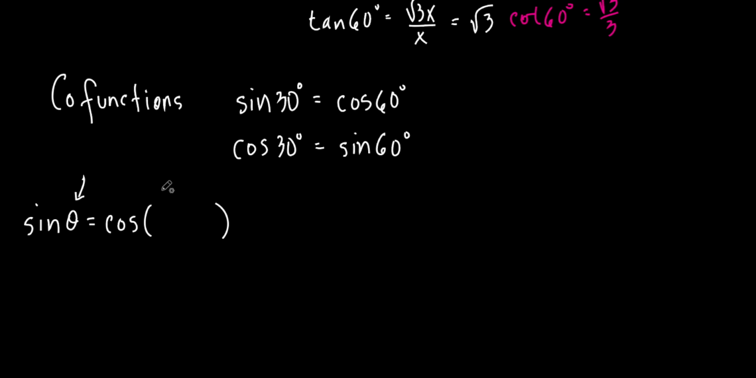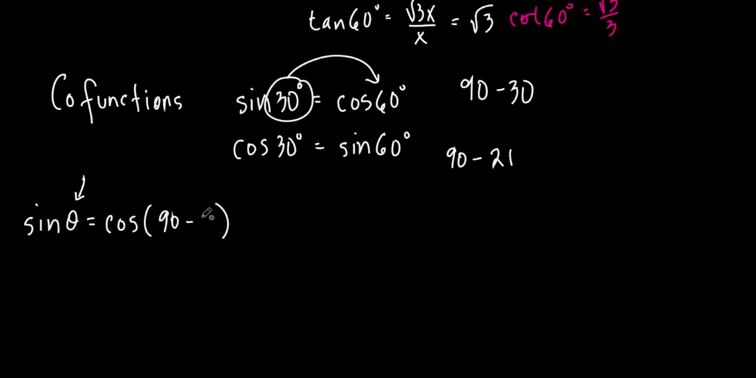But what math was I doing here? Look, how did I get from 30 to 60? I went 90 minus 30, didn't I? What if the angle is 21 degrees? How do I find the cofunction of it? It's 90 minus 21, okay? So if this is theta, I don't know if it's 30, 60, or 21, I just know it's theta. So what's this going to be? You got it, 90 minus theta.